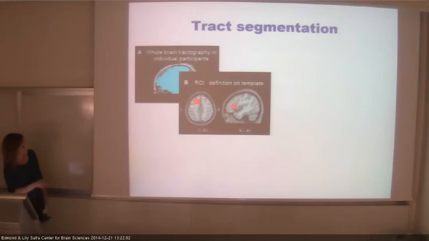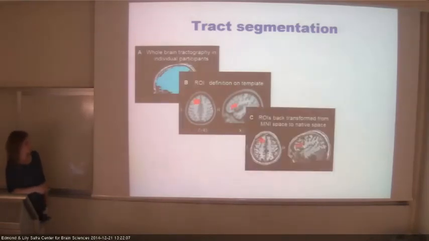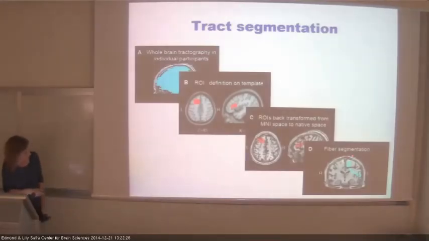Then we define regions of interest that are defined on a template once. And then we work these regions back to every individual according to a back transform between the individual and the template. And finally, we use these ROIs in order to segment that subject's specific tracking results, in order to find the arcuate fasciculus, the frontal aslant tract, my apology. Okay? So this is the frontal aslant tract in one individual in the left hemisphere.